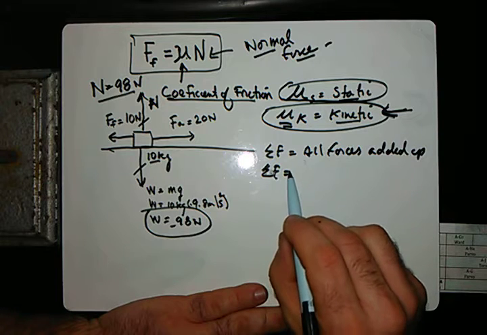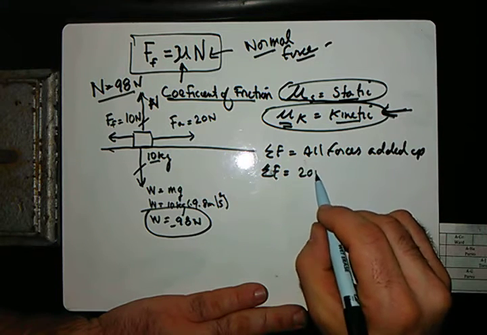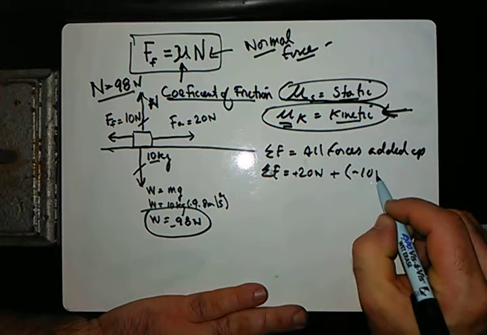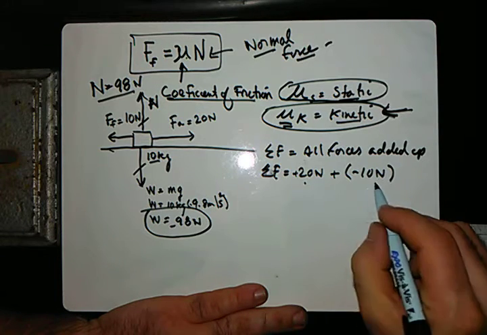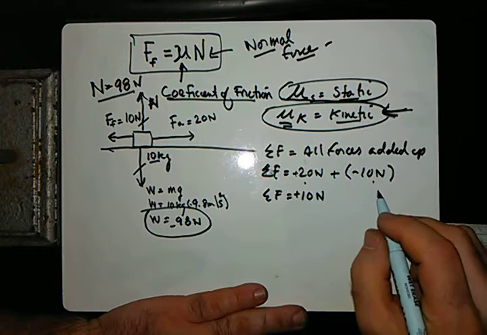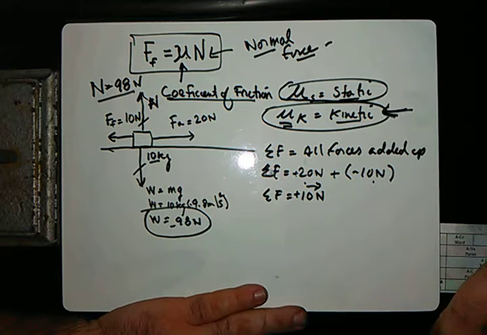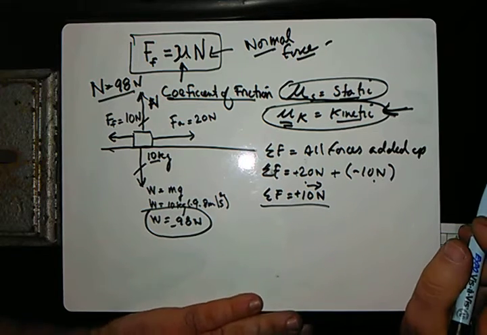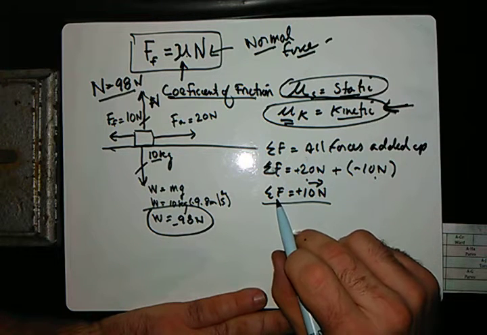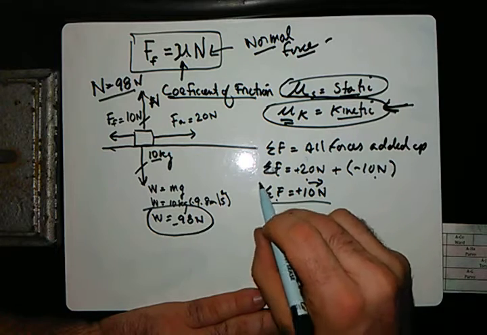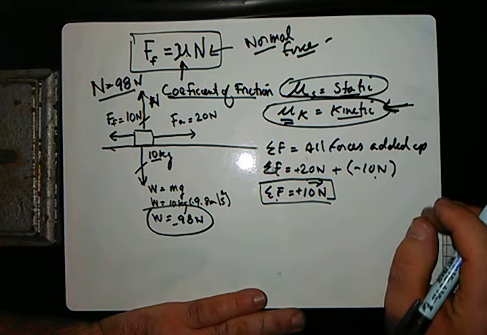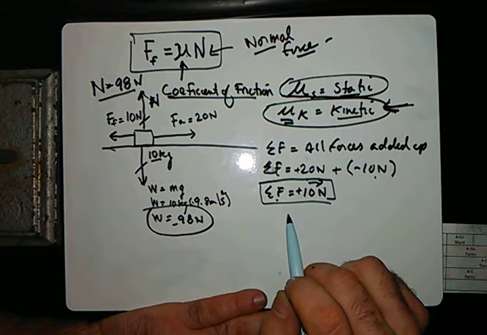So for the sum of forces, what's left is 20 newtons positive plus a negative 10 newtons. That's our frictional force. So the sum of forces is equivalent to 10 newtons to the right. You can also put an arrow on top and represent it that way. So the net force is 10 newtons. Keep in mind you can stop this at any point and rewind and go back to it. But this is how we get the net force on this object.